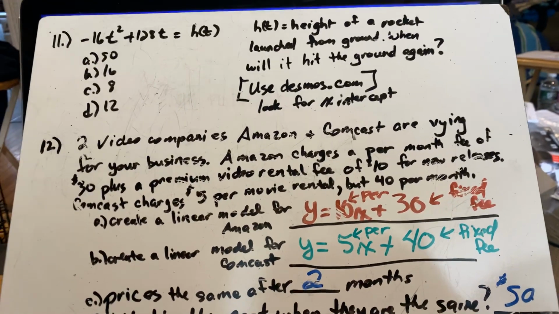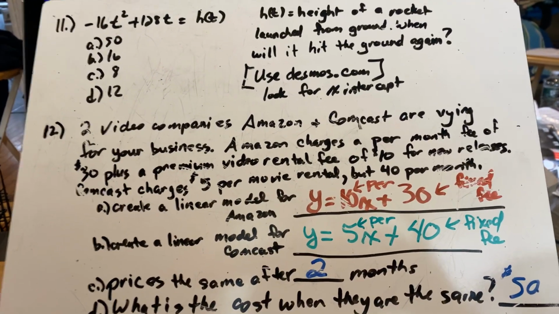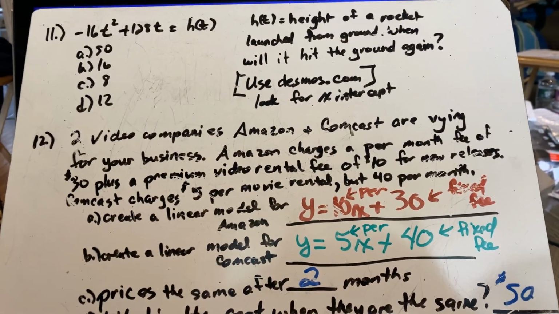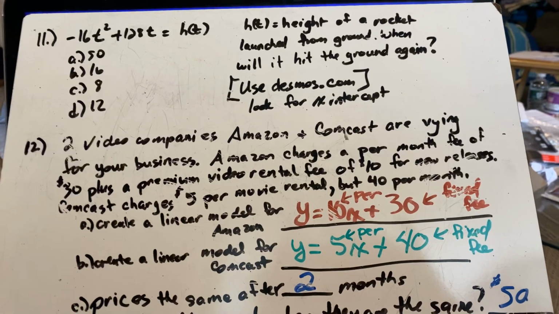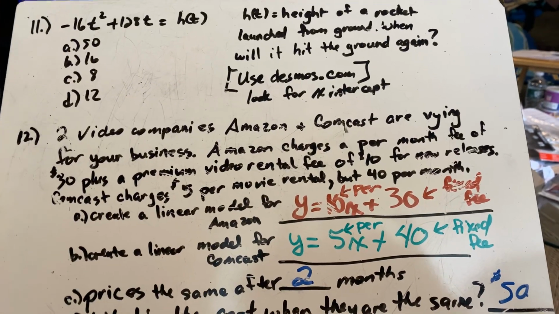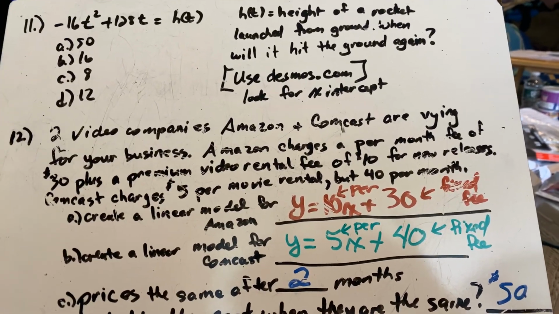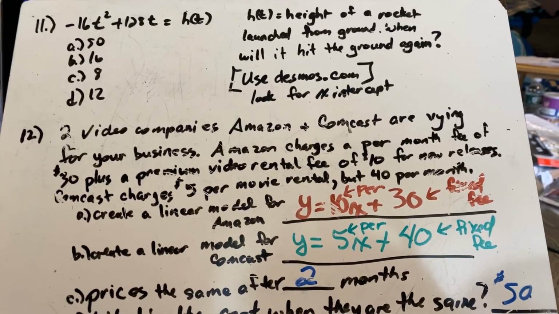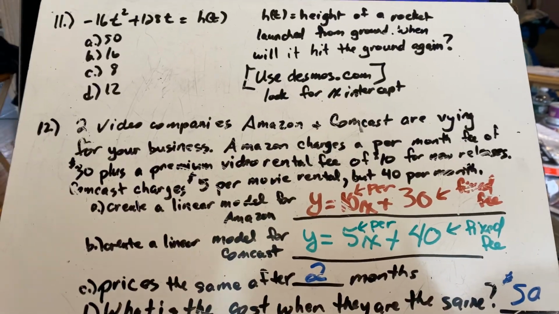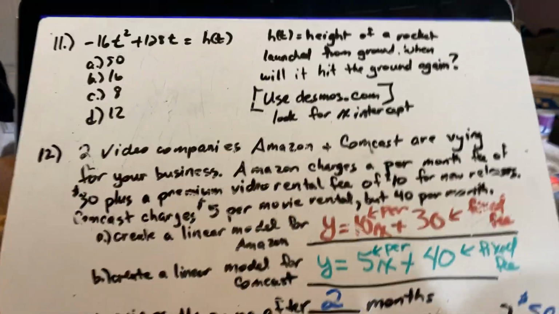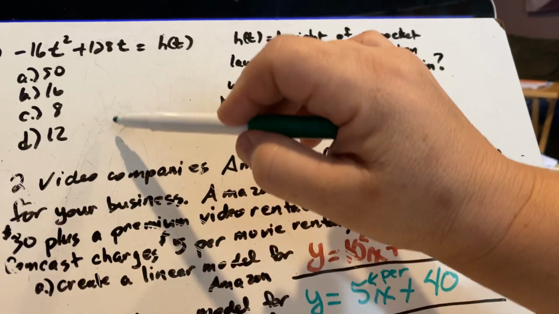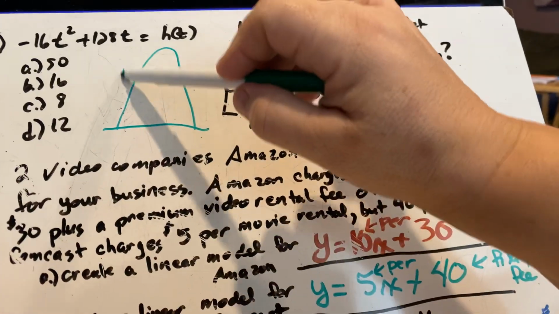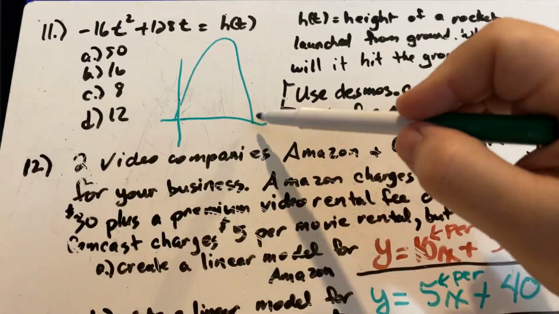Here's number 11. We have -16t squared plus 128t equals h of t. H of t represents the height of a rocket that's launched from the ground. When will it hit the ground again? So what you want to do is go ahead and put this into desmos.com. And I apologize, I am having issues with my computer, so bear with me. When you go to Desmos, you're going to see the rocket's going to be launched, and it's going to hit the ground again. And so all we want to look for is this.